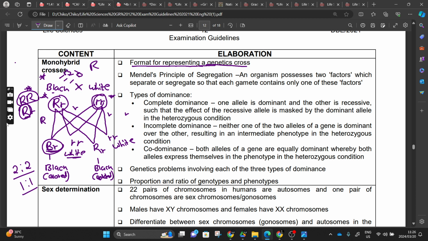So, okay, we move there from genetic cross. What is a genetic cross and the format for presenting a genetic cross? We also have a Punnett square. A Punnett square is this, what is happening here is the same as what is happening here. And where are we going to write a Punnett square? Let me write it here at the corner. A Punnett square is something like this.